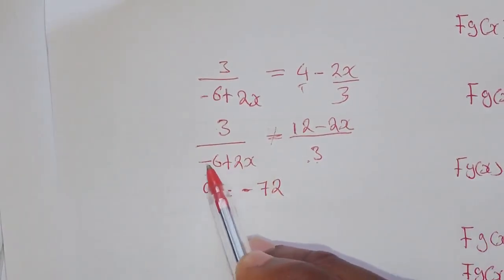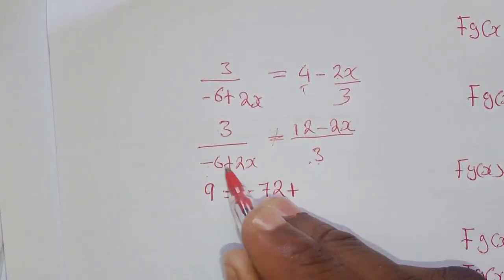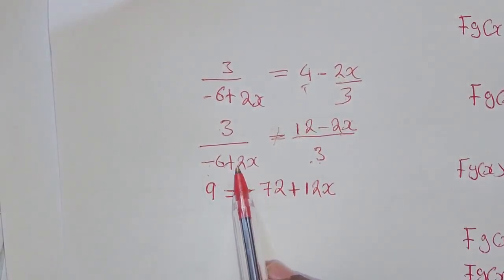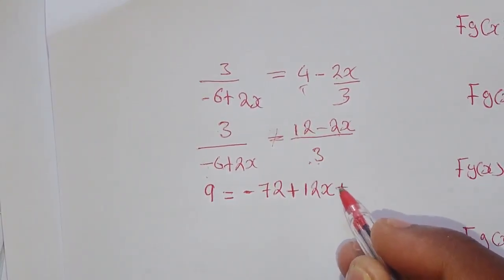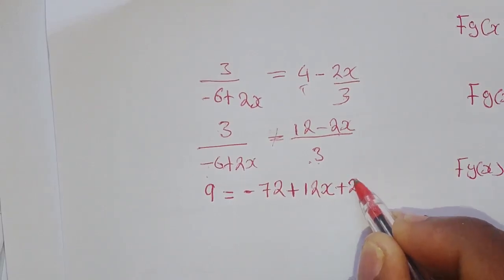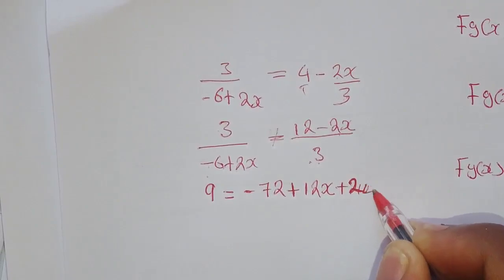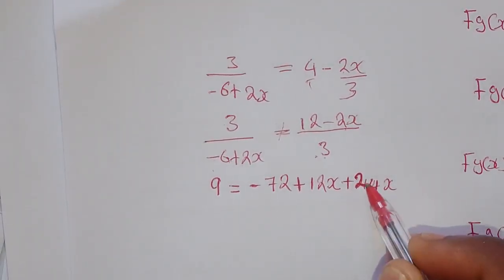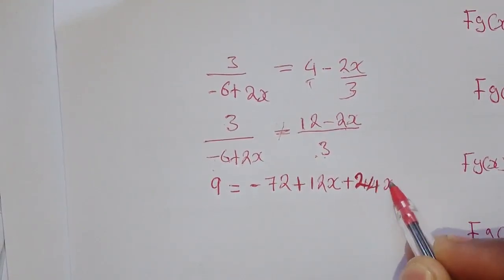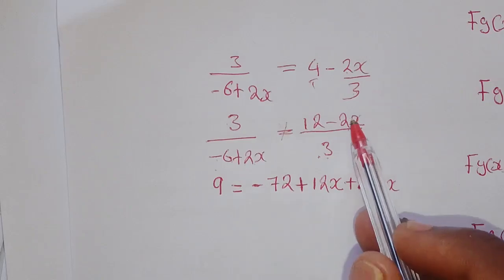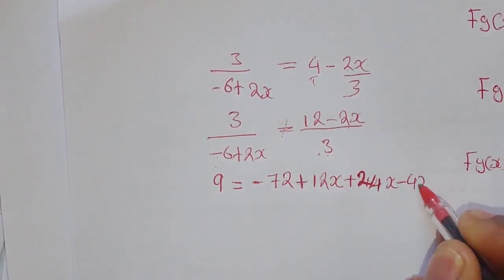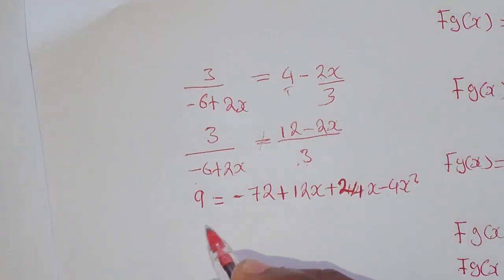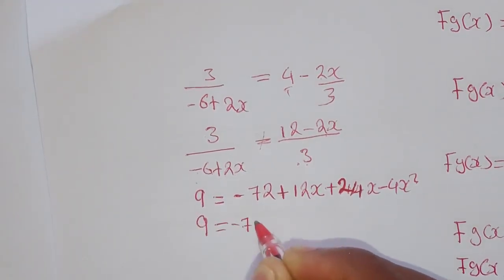Then we also do negative multiplied by negative. This will give you positive 6 multiplied by 2x. This will give you 12x. Then you do 2x multiplied by 12. It's 24, isn't it? So we are going to have 24x. Sorry, this is 24. This is 2, this is 4. 24x. Then you also do 2x multiplied by negative 2x to give you negative 4x squared. Okay, so we have our 9 is equal to negative 72.